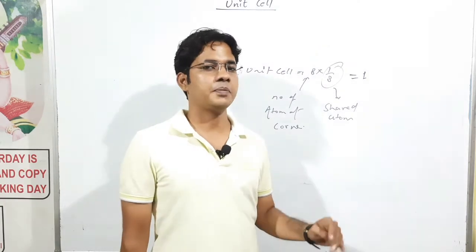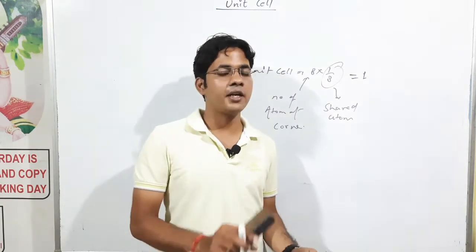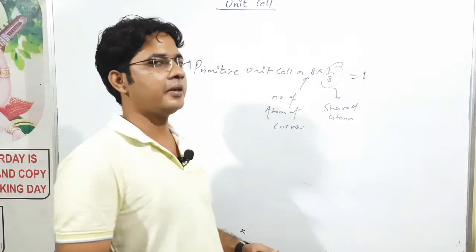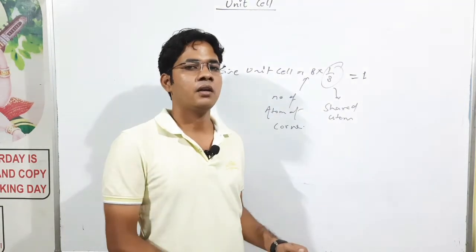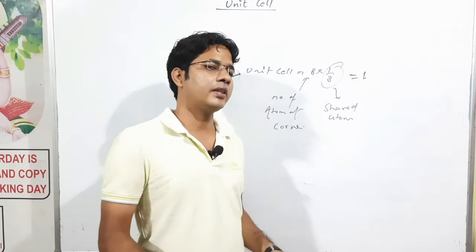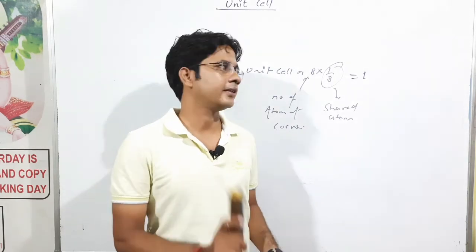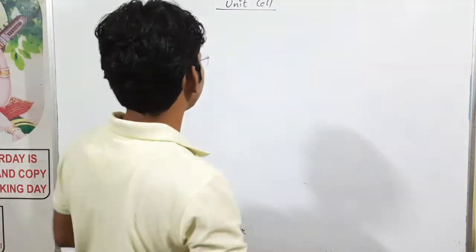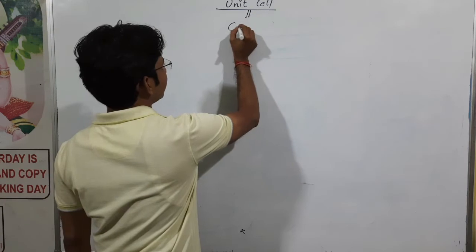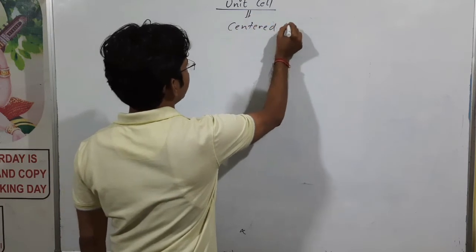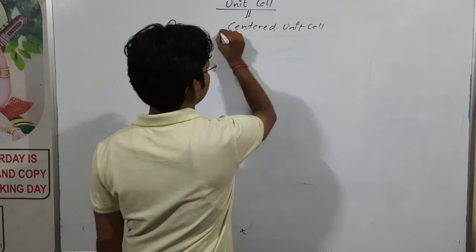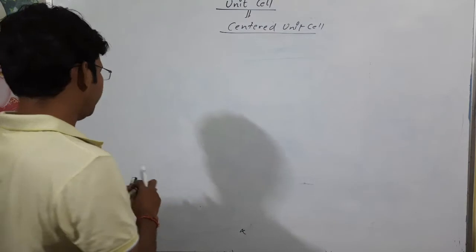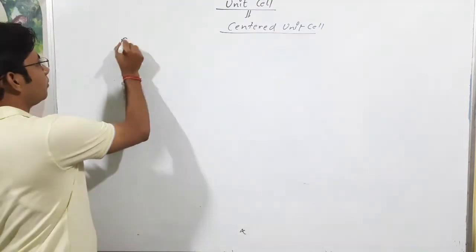What is the difference between primitive and centered unit cell? In the primitive unit cell, atoms are present only at the corner, while in the centered unit cell, atoms can be present at the face, edge, body center and so on, along with the atoms present at the corner. So we will further study the centered unit cell. In the case of centered unit cell, the first type is the face centered unit cell.